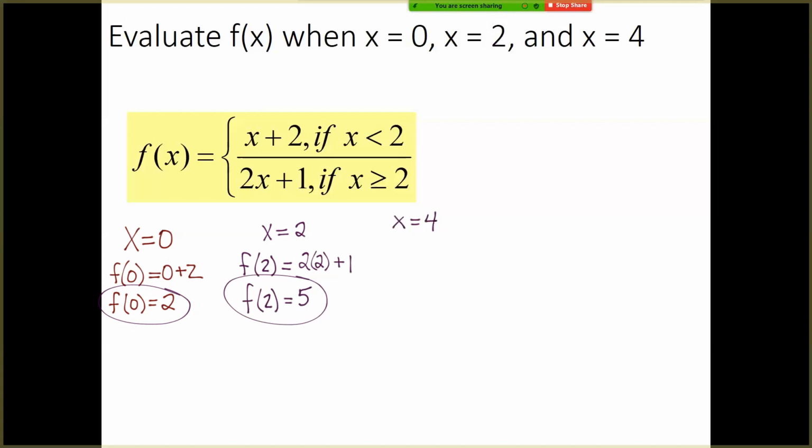So I could change these 3 numbers that I gave you at the top to be anything I wanted, really. And you would have to decide, is it less than 2 or is it greater than or equal to 2? And then you're just plugging it in. So last one, x equals 4. Take a minute and see if you can do it, if you haven't already.